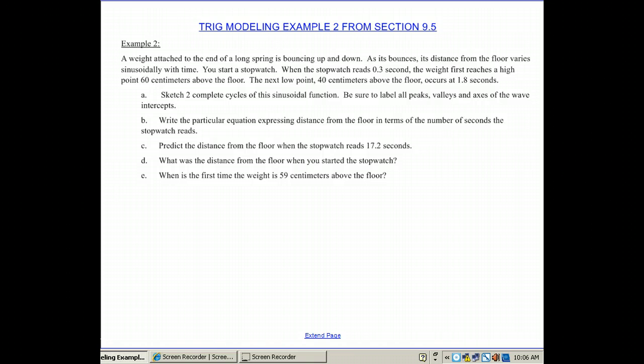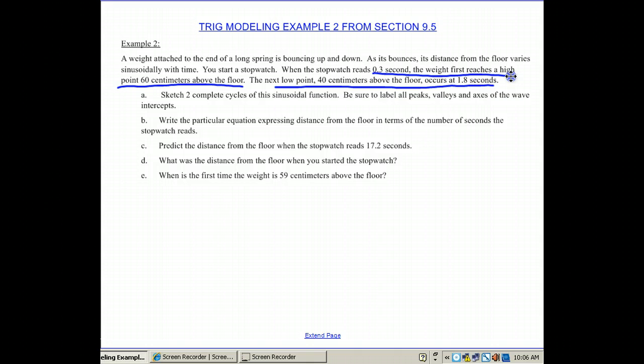You start a stopwatch. When the stopwatch reads 0.3 seconds, the weight first reaches a high point, 60 centimeters above the floor. Pretty important information, so we're going to underline that. The next low point, 40 centimeters above the floor, occurs at 1.8 seconds. Again, some good information that we want to know.